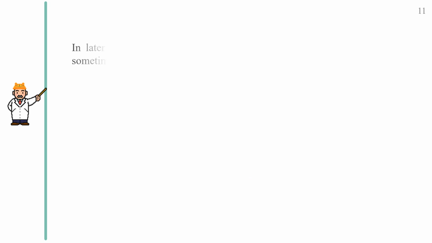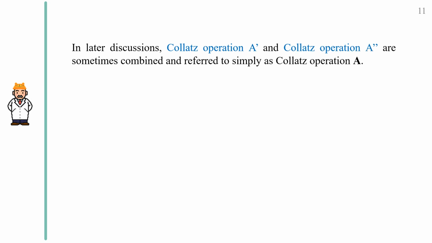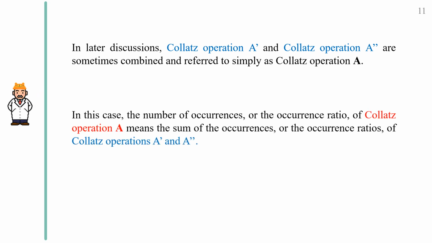In later discussions, Collatz operation a prime and Collatz operation a double prime are sometimes combined and referred to simply as Collatz operation A. In this case, the number of occurrences, or the occurrence ratio, of Collatz operation A means the sum of the occurrences or the occurrence ratios of Collatz operations a prime and a double prime.